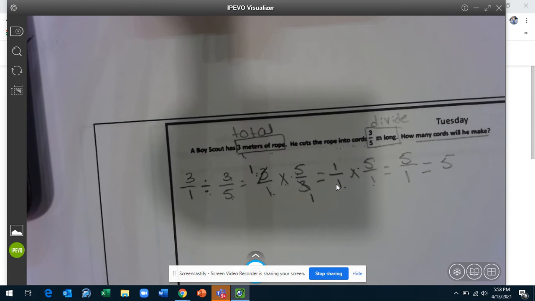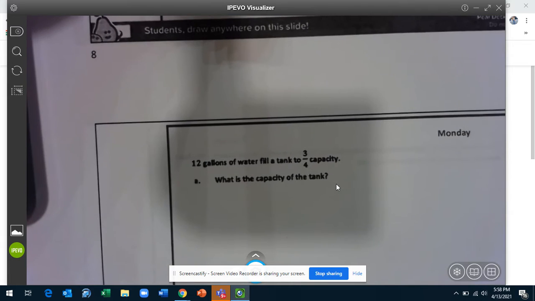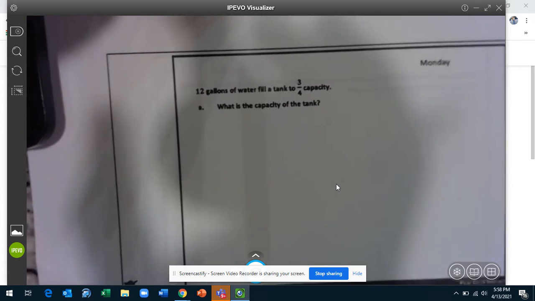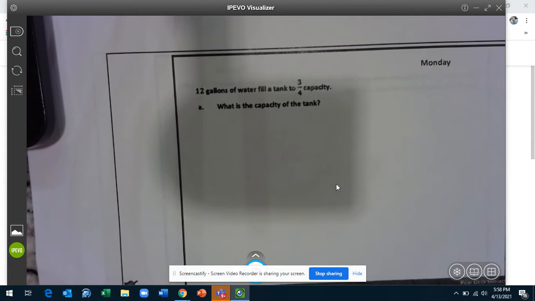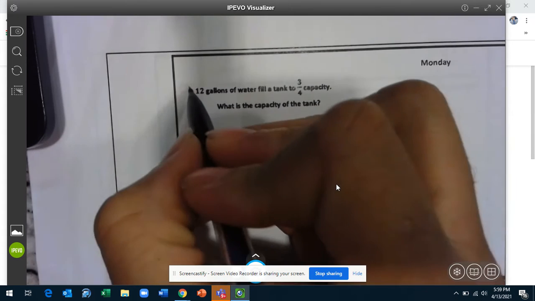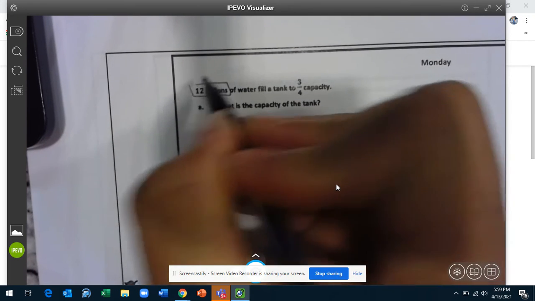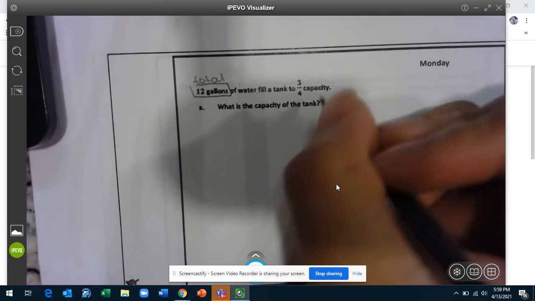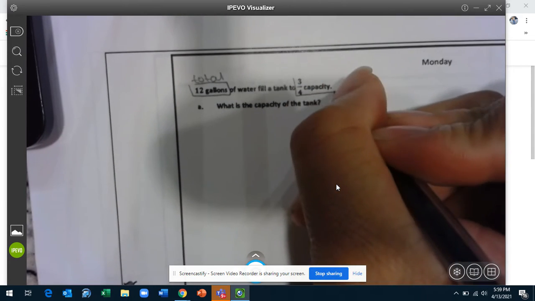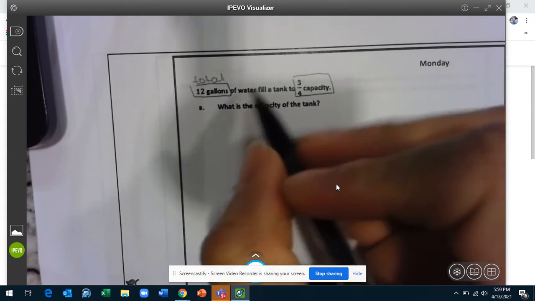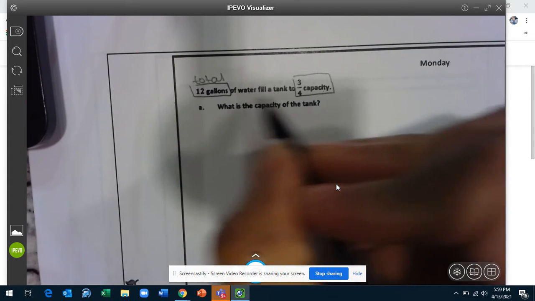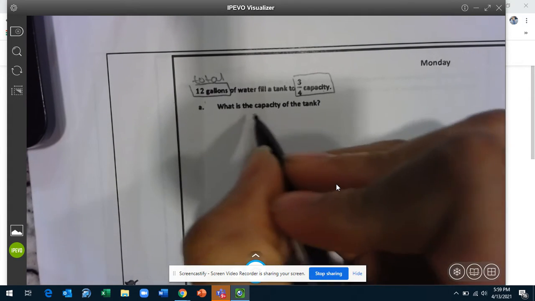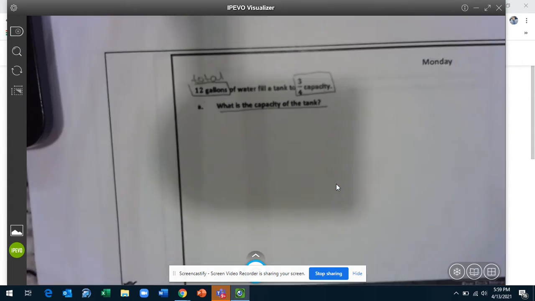All right, let's look at slide 9. Okay, so it says 12 gallons of water fill a tank up to 3/4 of capacity. What is the capacity of the tank? 12 gallons is my total. This is my max. And then it says 3/4 of the capacity. So we know that 3/4 of the capacity is 12. The question is, what is the capacity of the tank?